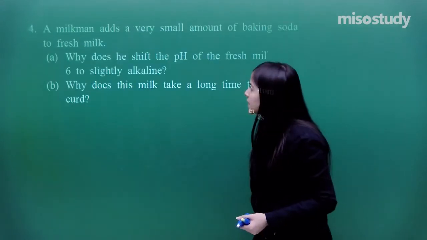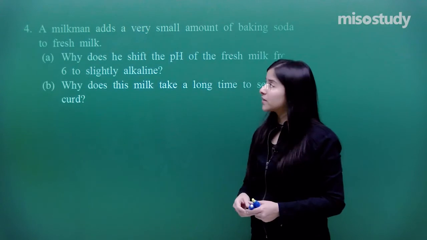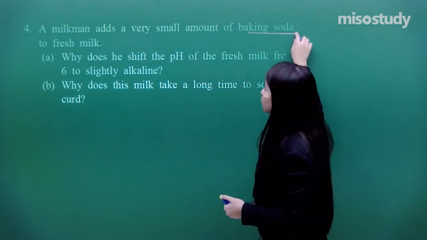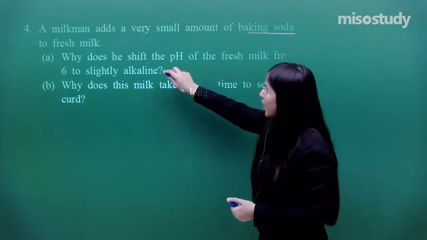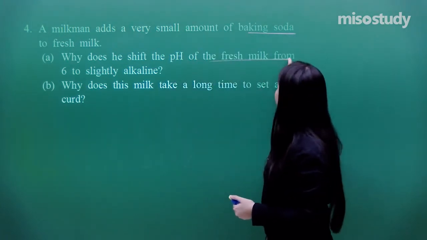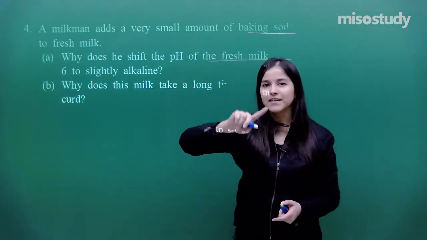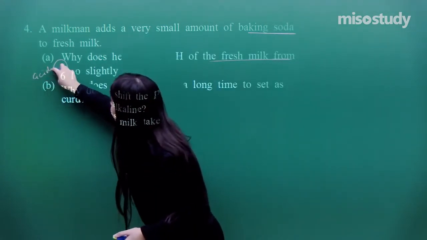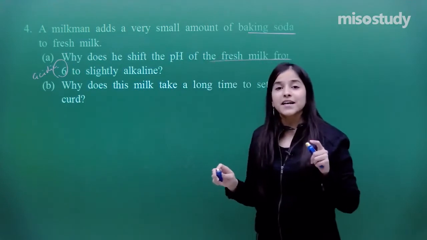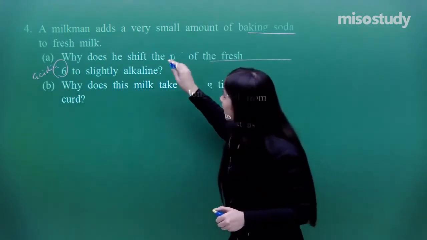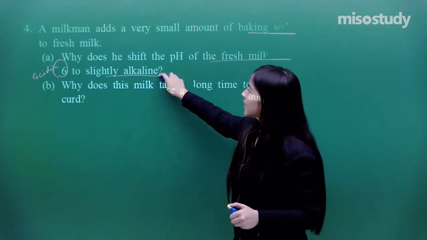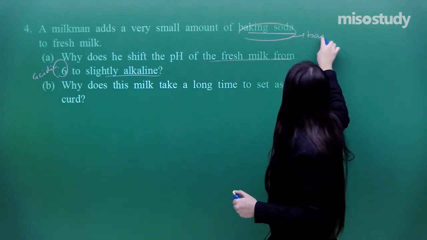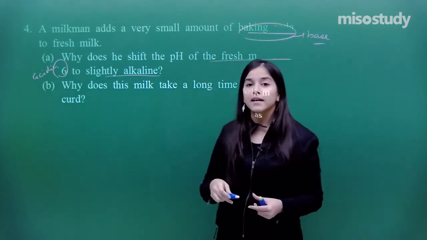Fine. Now question number 4, an interesting one. A milkman adds a very small amount of baking soda to the fresh milk. Why does he shift the pH of the fresh milk from 6 to slightly alkaline? Earlier it was 6, that means acidic. Why acidic? Because it has got lactic acid in it. Now it turned slightly alkaline by adding baking soda, which is a base. Why has he done that?